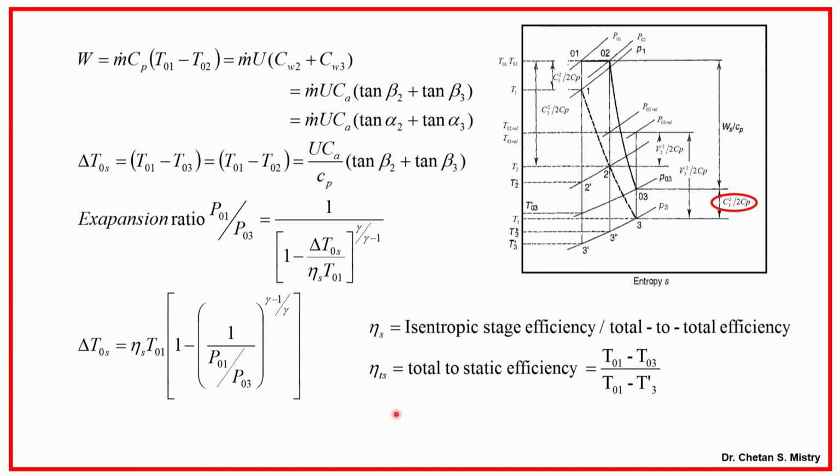Now this is what we are talking about in terms of the TS diagram for the turbine. State 1 represents my flow entering at the stator. When it is entering the stator, it will have some absolute velocity, and that is giving me my temperature T01 at state 01. That is what is entering inside my stator.